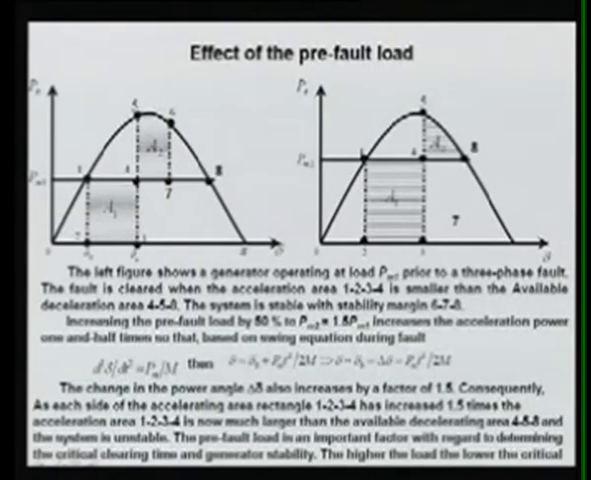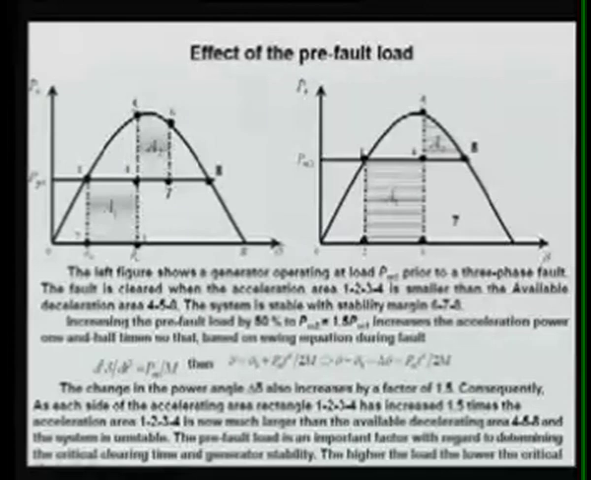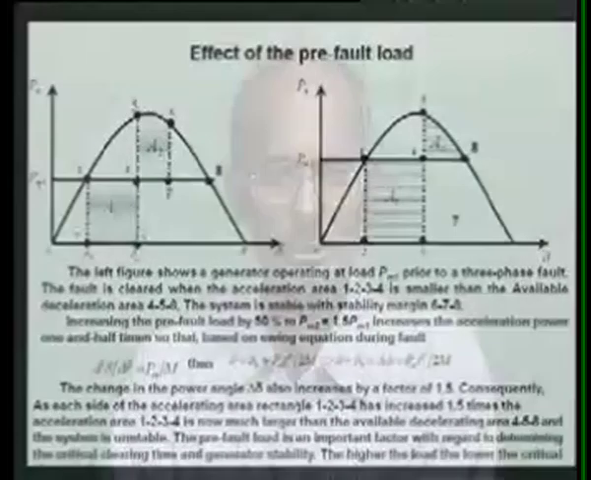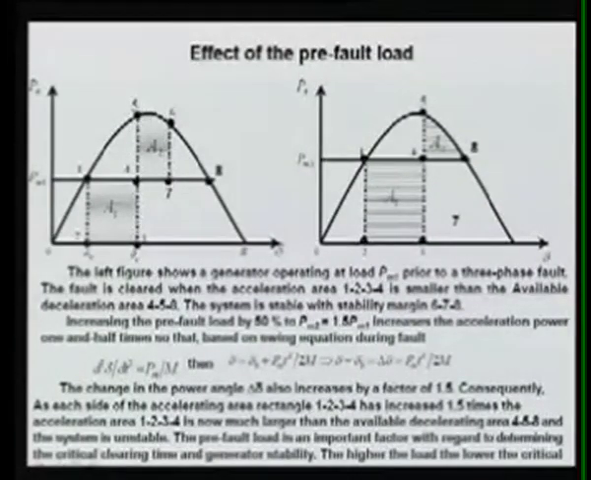Now let us see the effect of the pre-fault load. Means earlier your system was loaded at the Pm1. Now in this, what we are going to see is a different loading. In this case again, the same system, there is a three-phase fault at the bus. Say its curve is similar to the previous one. So it was operating at the point 1, that is at angle delta naught.